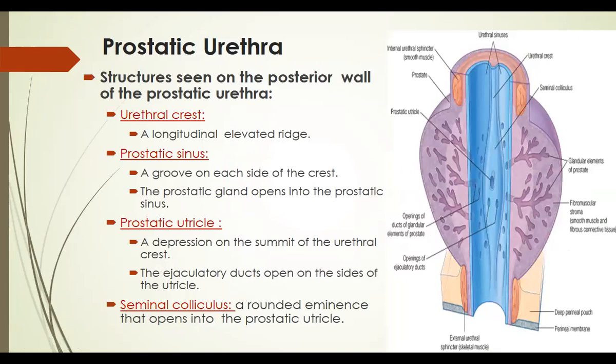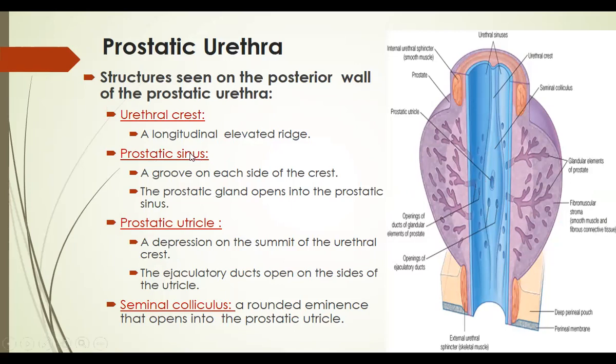Now this picture shows you the prostatic urethra. This is the prostate around, this is the glandular tissue, and inside is the passage of the prostatic urethra. The prostatic urethra is important, with some features you can see here. Structures are seen on the posterior wall of the prostatic urethra. The anterior wall is cut so that you can see the posterior wall, where there are important structures. One is the urethral crest, a longitudinal elevated ridge. This is called the urethral crest.